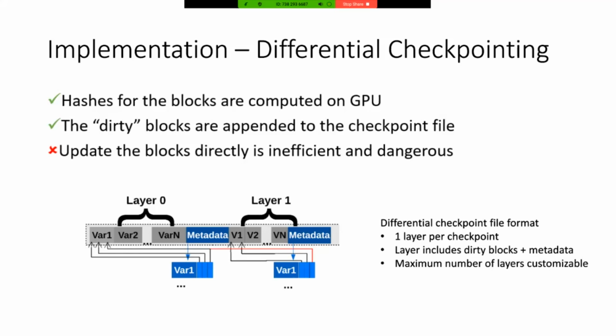So instead, we append the data so that when something happens, the checkpoint file does not get destroyed because the former layer is still intact, and we can truncate the file and still recover from the last checkpoint. So this is the most important point.